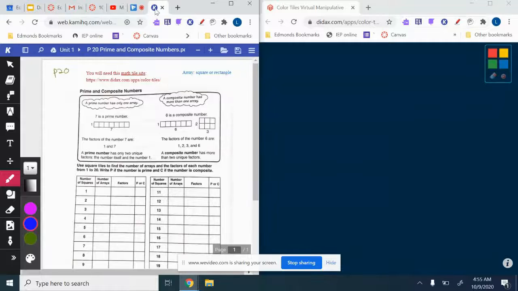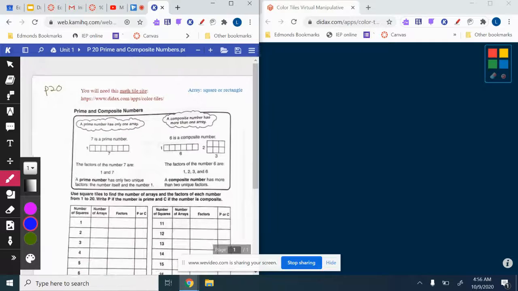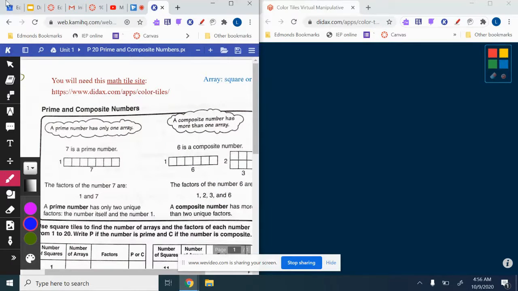Because we're going to try to find prime and composite numbers, and the best way to do that is actually to work with some tiles. So on page 20, we are looking at prime and composite numbers. This is the website. It's actually a link right here that you can go to, and it'll bring you to my other side screen that you're seeing.